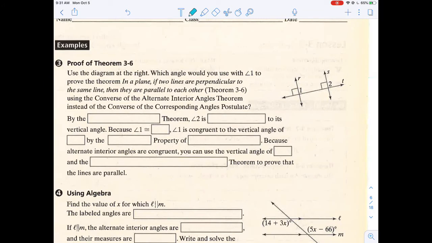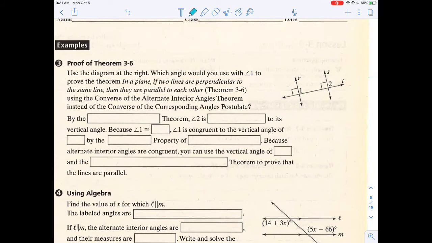Proof of theorem 3.6. Use the diagram at the right. Which angle would you use with angle 1 to prove the theorem: in a plane, if two lines are perpendicular to the same line, then they are parallel to each other? Using the converse of the alternate interior angles theorem instead of the converse of the corresponding angles postulate.